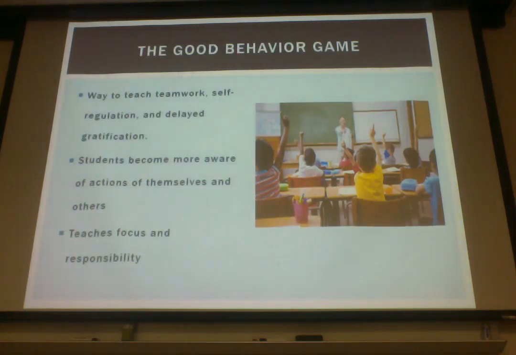Like the video told you, some of the ways that the good behavior game helps us is it teaches our students teamwork, self-regulation, and delayed gratification. It also helps students become more aware of the actions of themselves and others. And it teaches them focus and responsibility. These are all great things for them to have now and in the future.